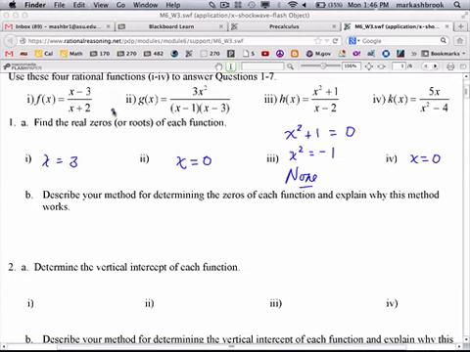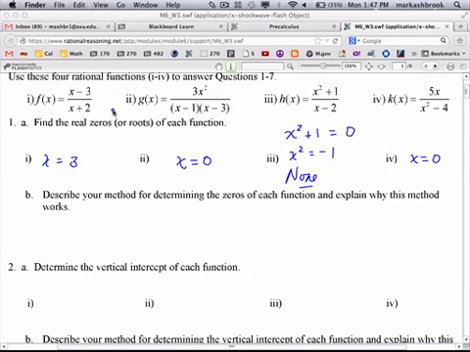Where the function equals zero. Is that true? When you say the function equals zero, are you talking about output or input? You're talking about the output. You're saying the output equals zero. Is that what we want for the vertical intercept? No, where the output equals zero, that's our roots. So saying the function equals zero is saying that the output is zero, and that's what we did here.